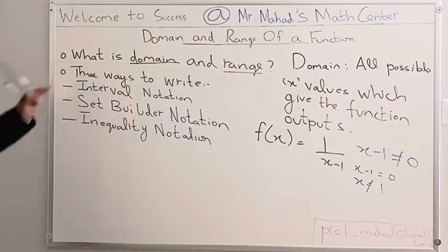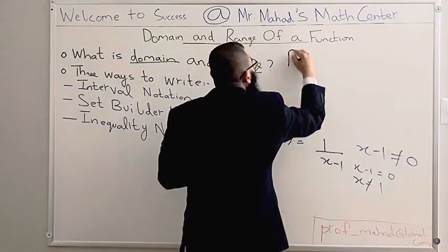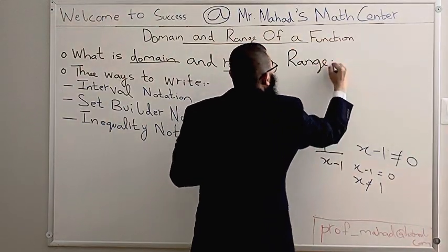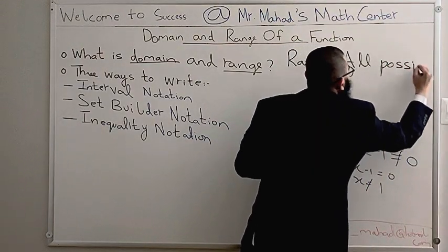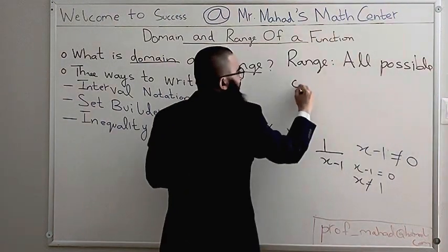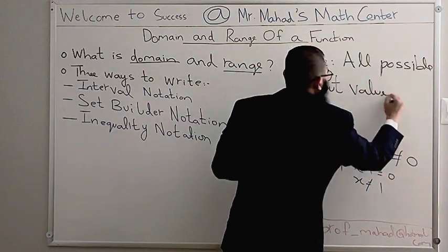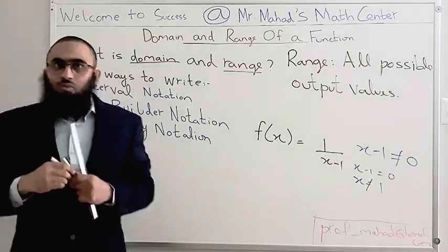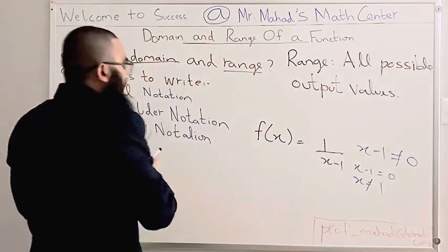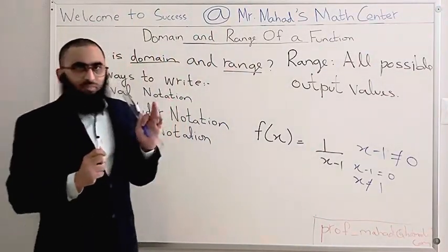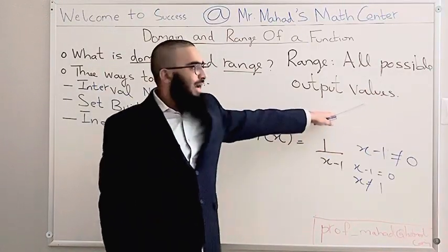Now, what is the range, guys? The range itself tells you by the word: all possible output values. Now the range depends on the input. The range depends on the different inputs. I hope there is no confusion in this. Simply all possible output values.